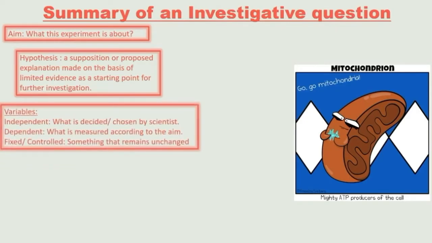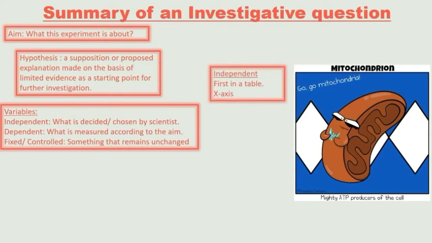Then we have 3 variables. We have the independent variable, the dependent variable, and a fixed variable, which is also known as the controlled variable. Your independent variable is something that the scientist chose or decided. That's something he will change, and the changes made are what he decided on. Then the dependent variable is something that's measured, and your fixed variable is something that remains unchanged, so it remains constant throughout your experiment.